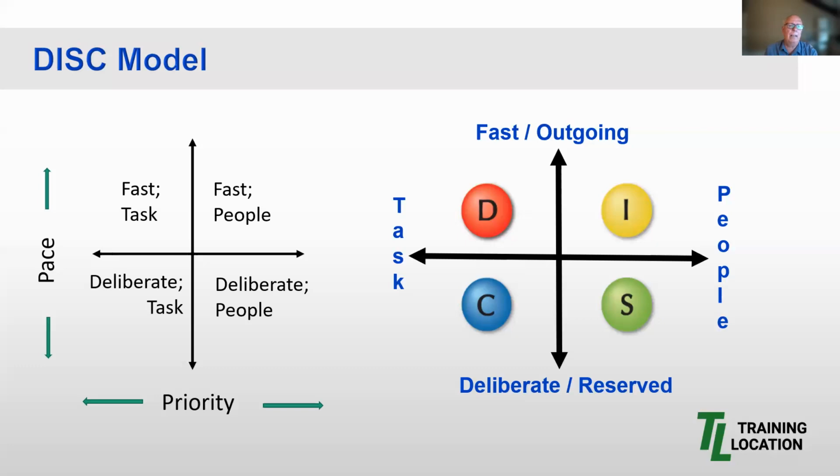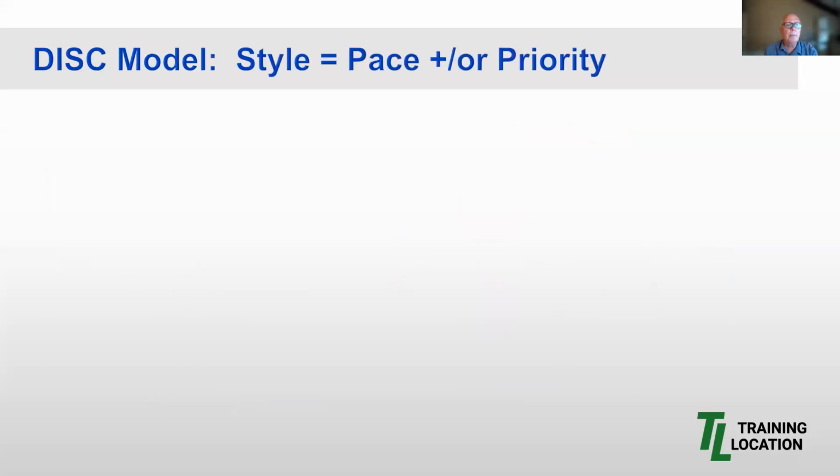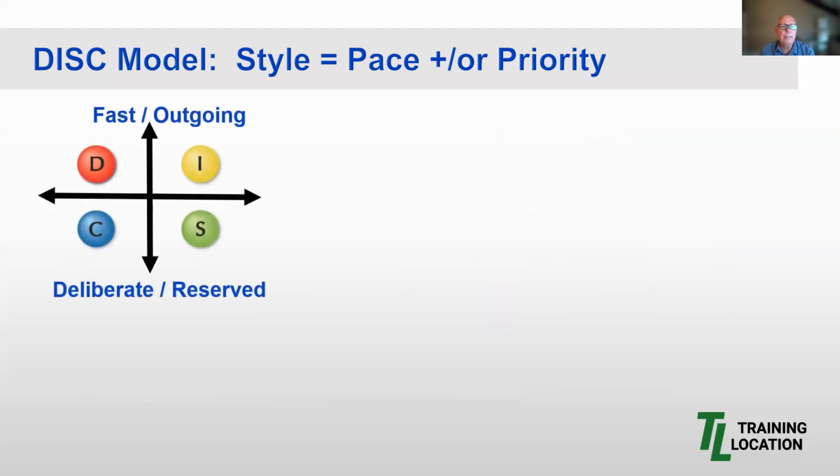Let's also look at the advantage of the grid by similarity between different styles and dissimilarity. So I'm going to illustrate the pace on the left grid. We see that D and I share a faster outgoing pace. We also see that the C and the S share a deliberate, reserved, or more moderate pace. Now, I've intentionally left out the priority spectrum for the purpose of illustrating styles with similar pace.